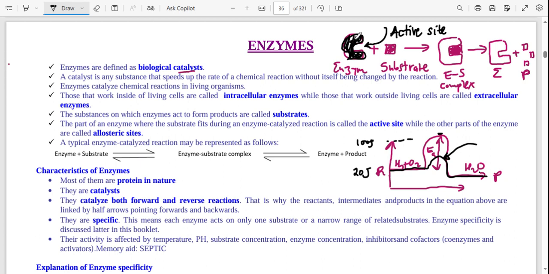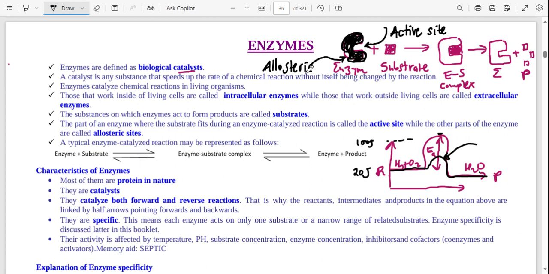And then there are some other places which are not active sites where other molecules are able to attach. Okay? Other molecules. For example, this space which is here is not the active site. So it's known as the allosteric site.